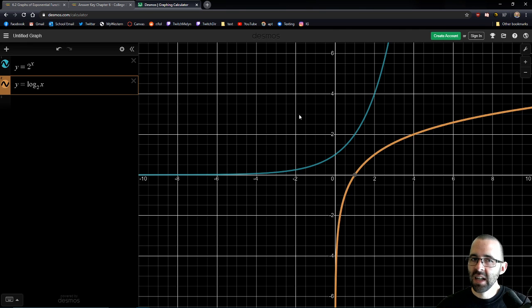Okay. And then 2 to the x, the blue graph, has an asymptote on the x-axis. It gets really, really close, but it never touches. The logarithm has an asymptote on the y-axis. It gets really, really close, but never touches. It looks like it touches here, but it's not. Look, it doesn't say x is 0. X gets close to 0, but x never actually hits 0. And as x gets bigger, y gets bigger. We move along like this.